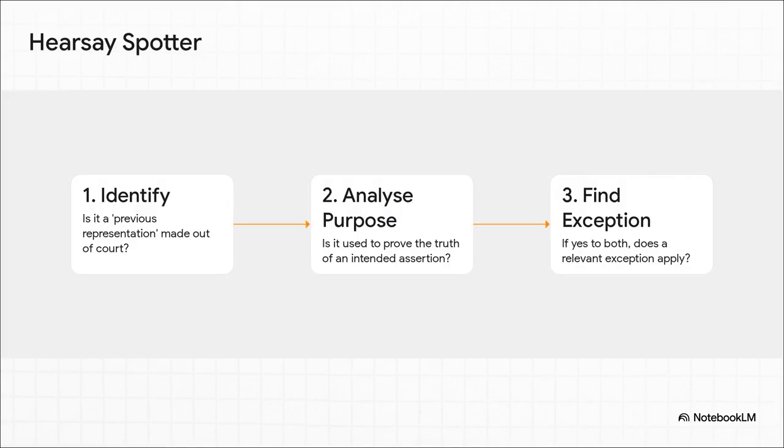So, let's put it all together. Here it is, your exam day checklist, your 3-step hearsay spotter. Whenever you see an issue, just run it through this process. Step 1, identify. Is this an out-of-court statement, a previous representation? Simple yes or no. Step 2, analyze purpose. Is it being offered to prove the truth of a fact that the maker intended to assert? If you get a yes for both, you move to the final step.